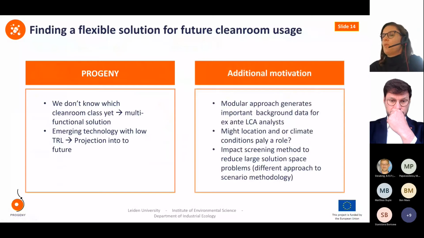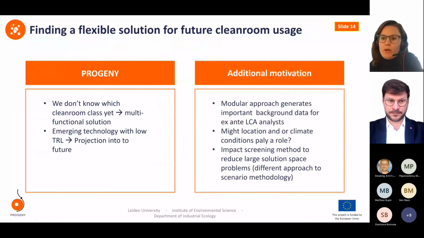We also want to help the life cycle assessment community in building up this background data for clean room usage, because not only progeny devices are in need of a clean room, any kind of technical device will pass through a clean room at a certain stage of its life cycle. So semiconductors, photovoltaic cells, almost any kind of technology has to be assembled in a very clean environment.